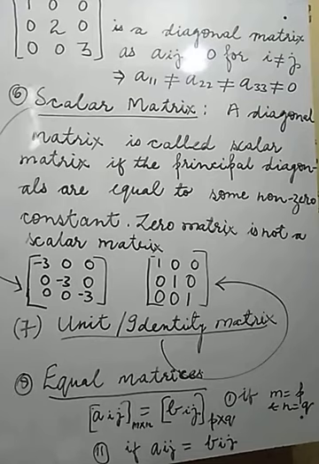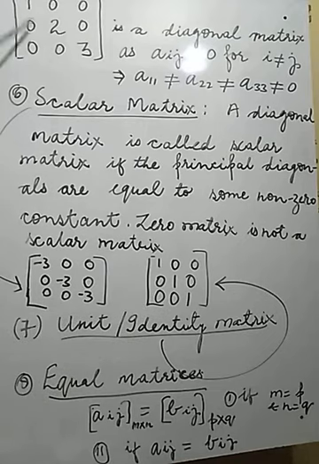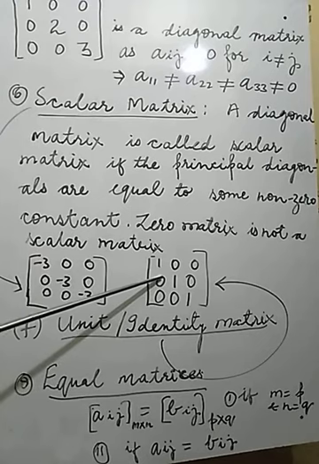It means what? All the identity matrices are scalar matrices. All the identity matrices are diagonal matrices also. But every scalar matrix is not an identity matrix. Every diagonal matrix is not an identity matrix. You may observe. See this one and this one. Only these three examples are sufficient to differentiate diagonal matrix, scalar matrix, and identity matrix or unit matrix.